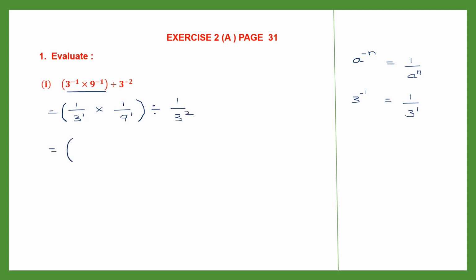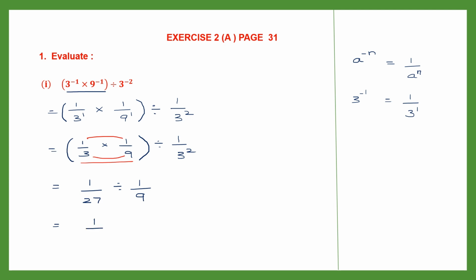So here it is 1 by 3 into 1 by 9, because 3 raised to the power of 1 is 3, 9 raised to the power of 1 is 9, divided by 1 by 3 raised to the power of 2. So here let's work out what is within brackets here. So multiply the numerators and the denominators. 1 into 1 is 1 and 3 nines are 27. Divided by 1 by 3 square means 3 into 3. 3 threes are 9.